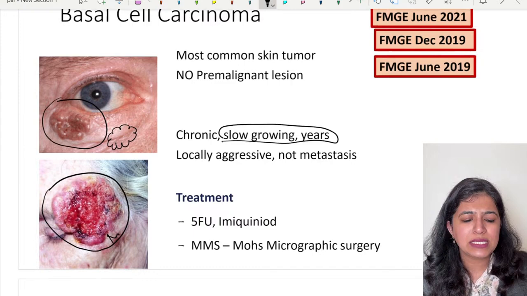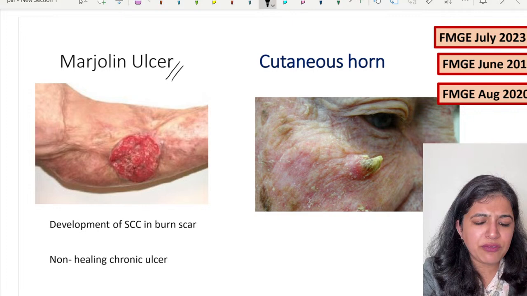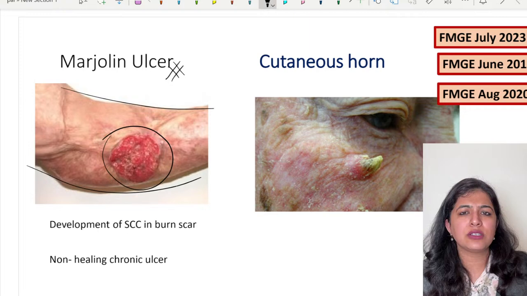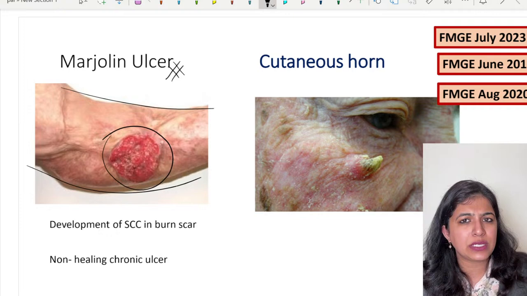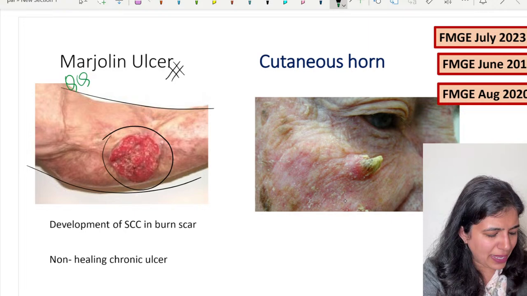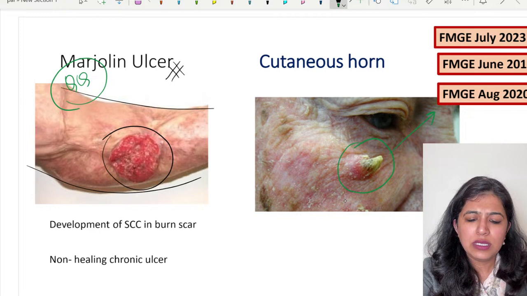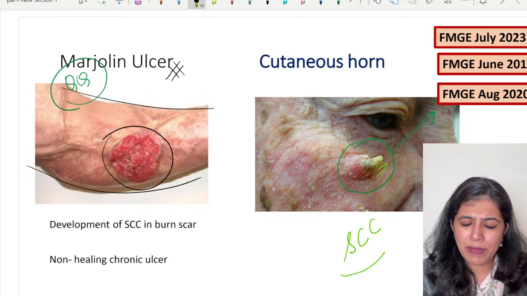Then, very favorite, Marjolin's ulcer. When you see this image, you see a scar on the surrounding skin followed by a non-healing chronic ulcer in the center of the scar. So when a squamous cell carcinoma develops in a burn scar, it is called Marjolin's ulcer. This was the question asked in the July 23 exam. So they gave this image. Then this was the image in the August 2020 exam, a cutaneous horn. You see, it's like a horn on the skin. They asked, what is the malignancy associated with cutaneous horn? It is squamous cell carcinoma.